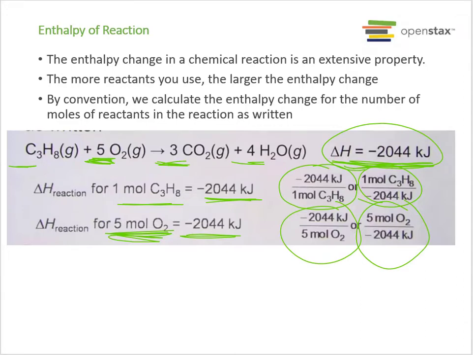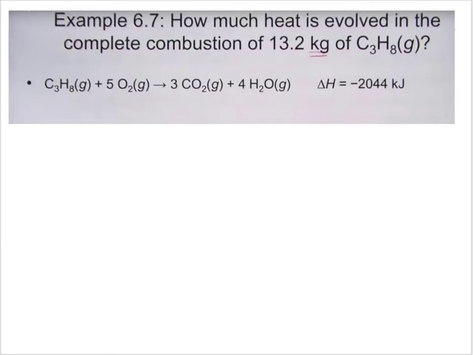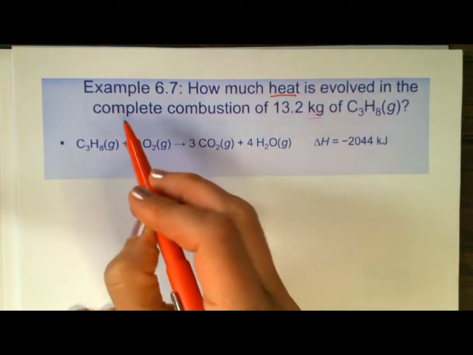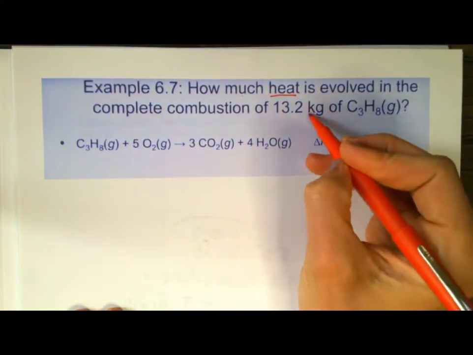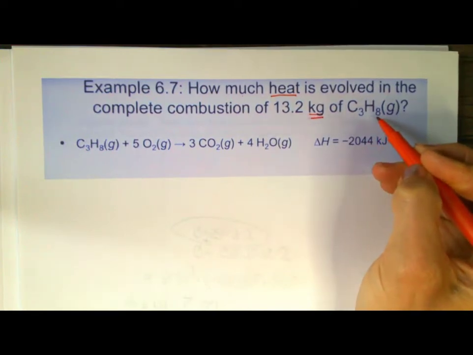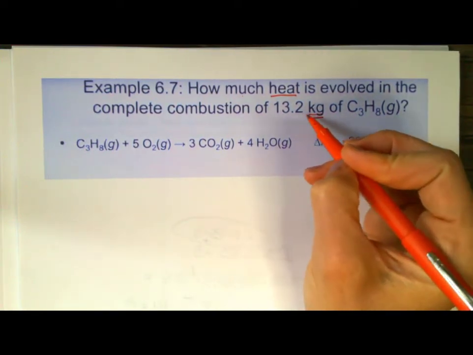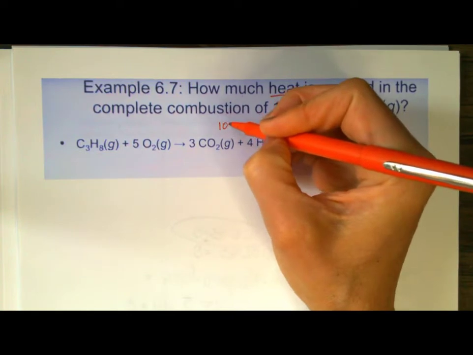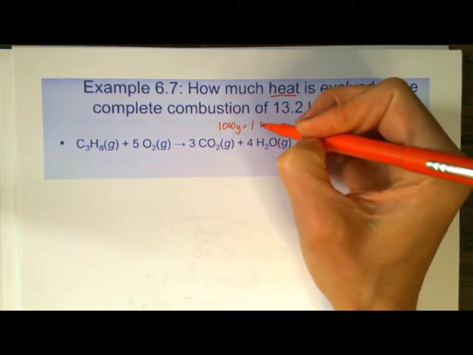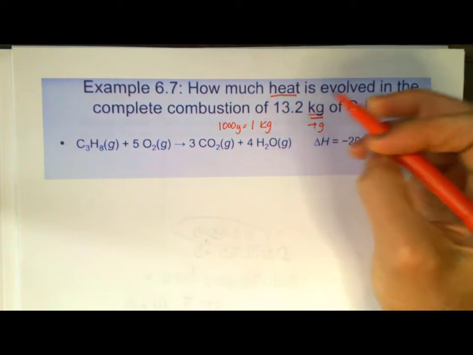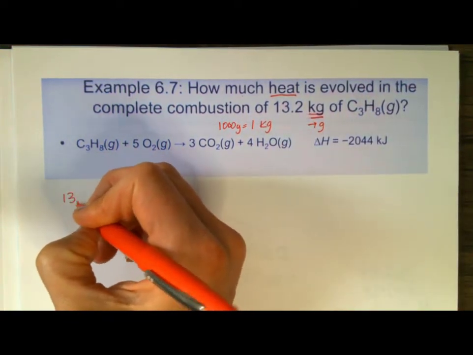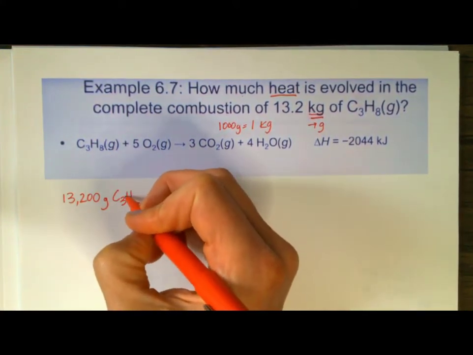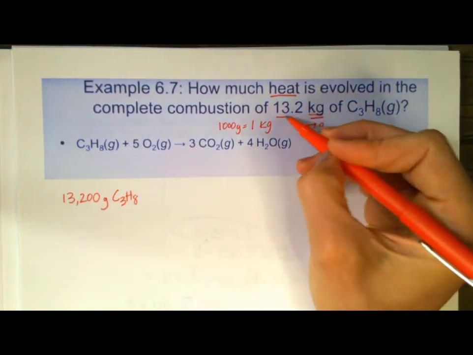So let's do an example problem. We want to know how much heat is evolved in the complete combustion of 13.2 kilograms of propane. If I'm given kilograms, the first thing I want to do is get to grams. We know that there are 1,000 grams in 1 kilogram. So 13.2 kilograms is equal to 13,200 grams of C3H8.